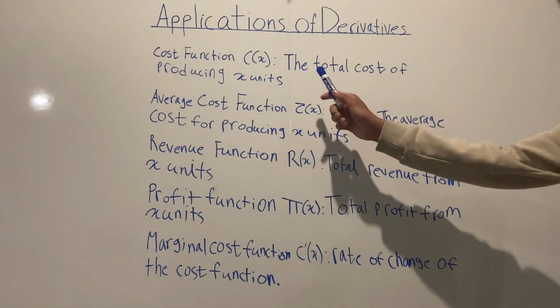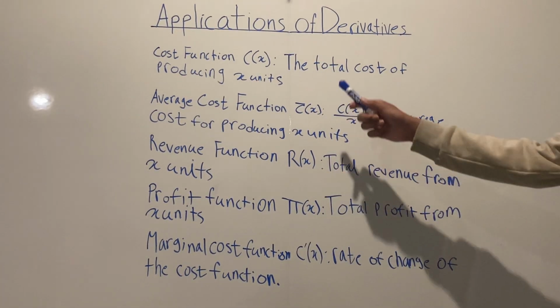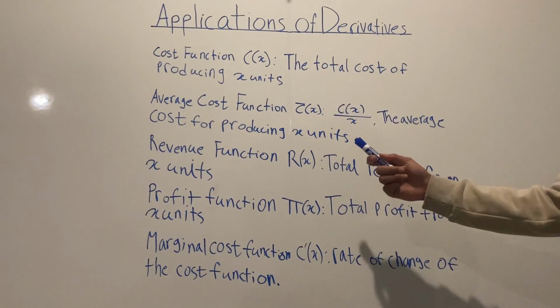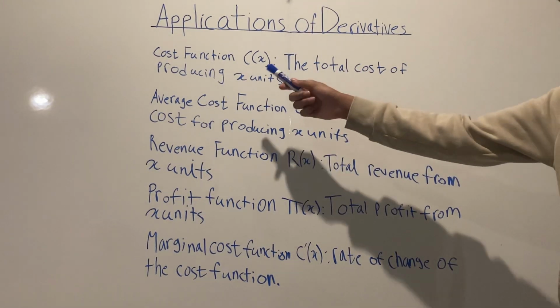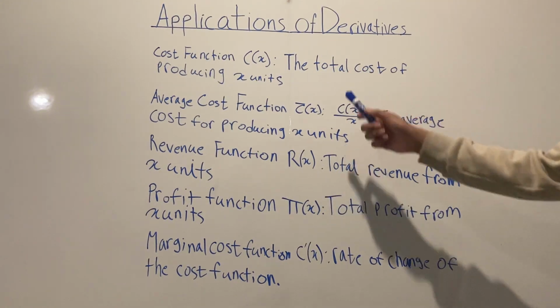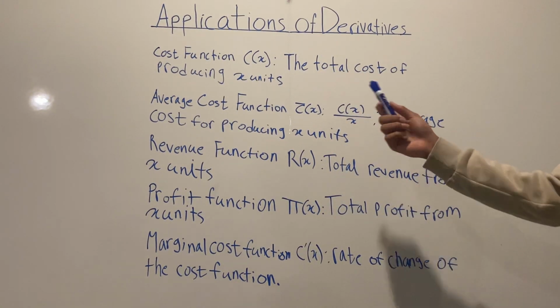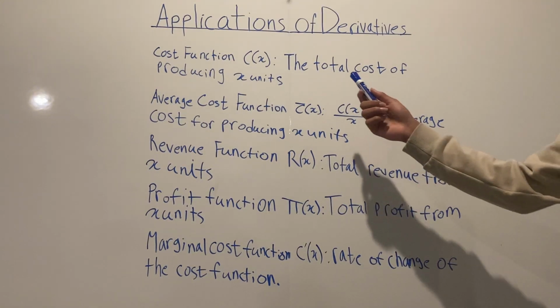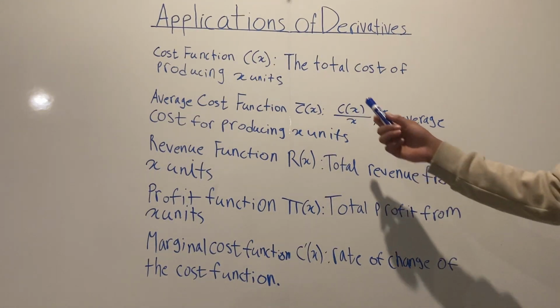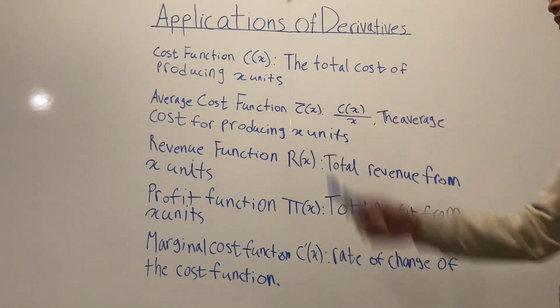Okay, here are some terms that you're going to want to know if you want to see how applications of derivatives can be used in economics. So first we have the cost function, which calculates the total cost of producing X units. So let's say we have a factory and they're producing some units. The cost function will tell you the total amount of money that they spent to create, let's say 10 units.